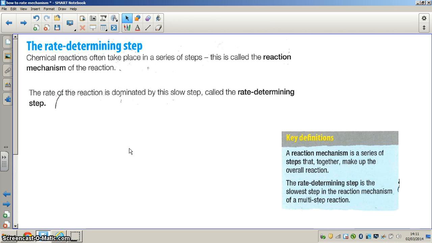So, a reaction mechanism is a series of steps in a chemical reaction pathway, and it is governed by the rate determining step, that step which sets the speed of the reaction and is the slowest step in that chemical reaction.